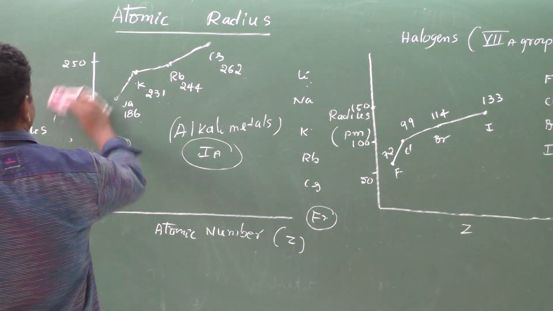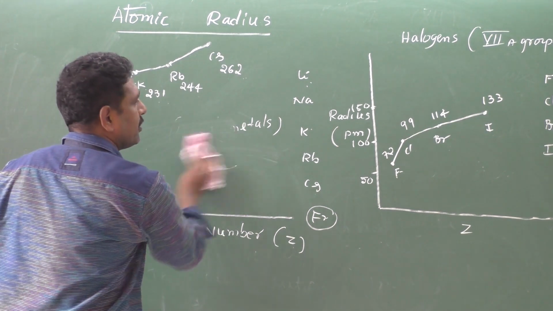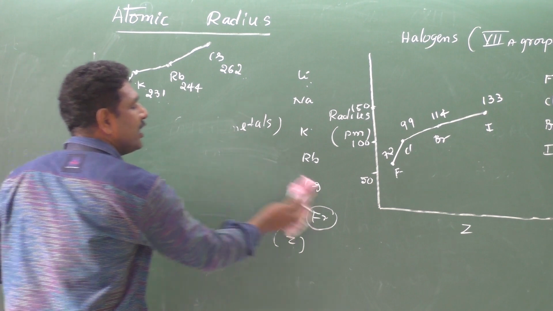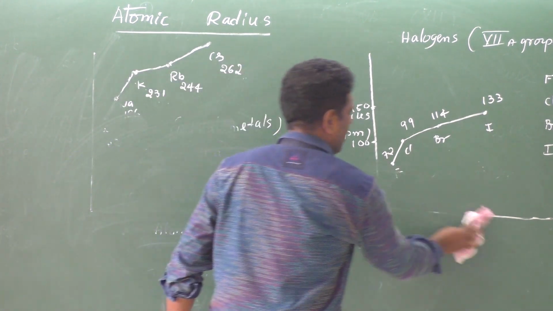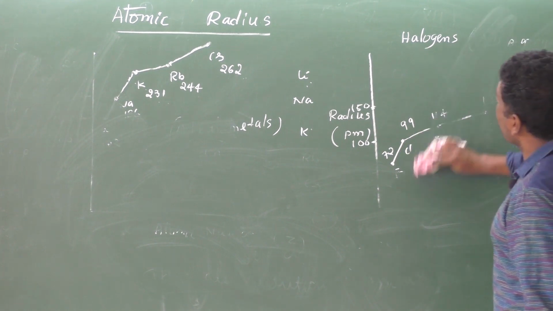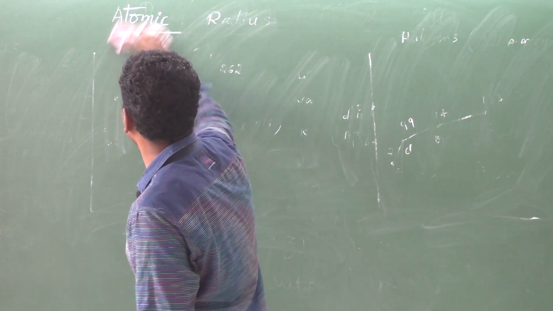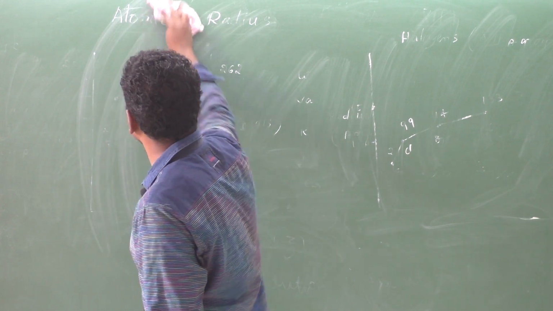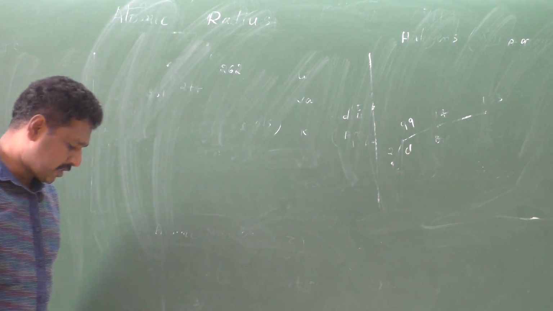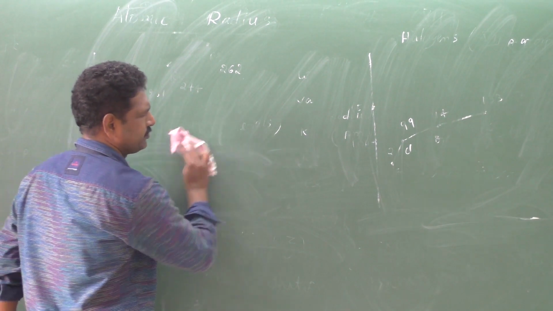After that, variation of atomic radius in transition elements. How will it trend in transition elements? Once we will observe that, how it will trend.